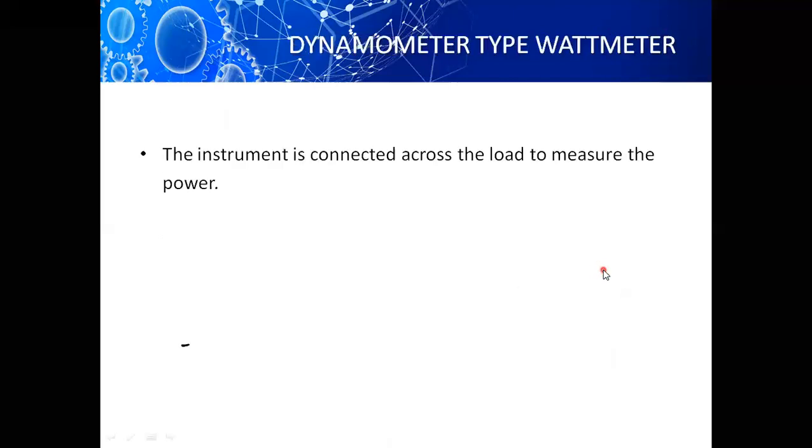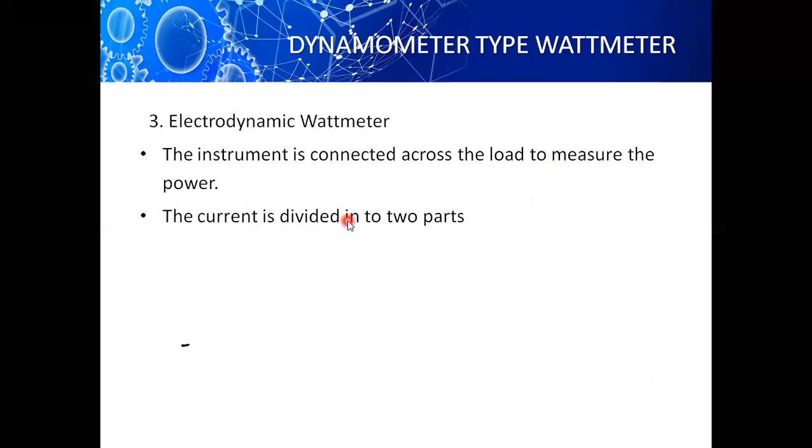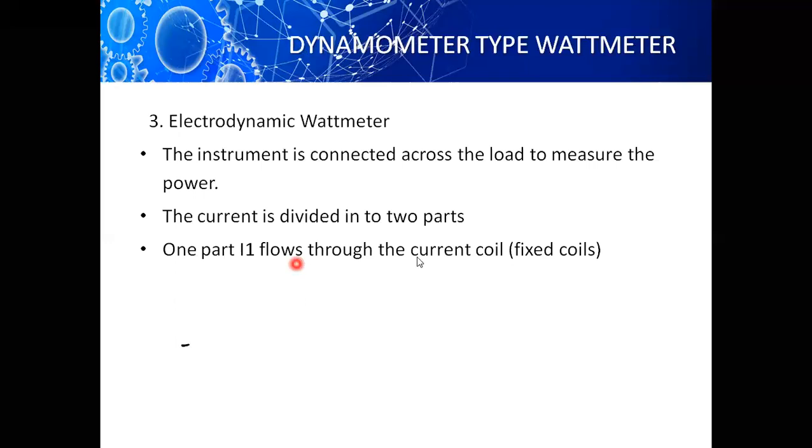Coming to the wattmeter, the electrodynamometer type wattmeter is the instrument. This is the instrument connected across the load to measure the power. So the current is divided into two parts. One part, I1, flows through the current coil. Here the fixed coils are called the current coil.